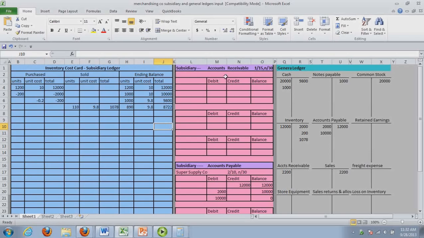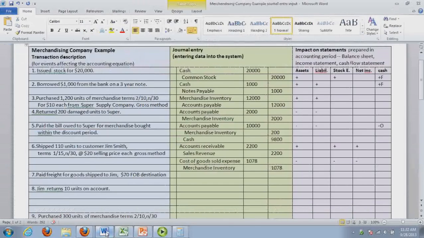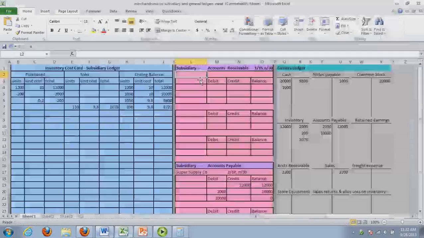Accounts receivable. So we have a customer, and the customer's name is Jim Smith. And we can put the terms, which should be the same for all the customers, I guess. 1/15, net 30. So Jim Smith.